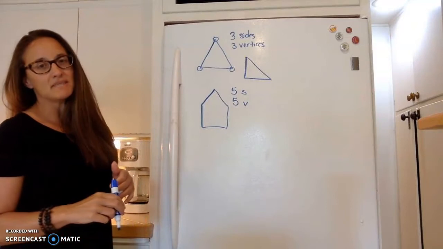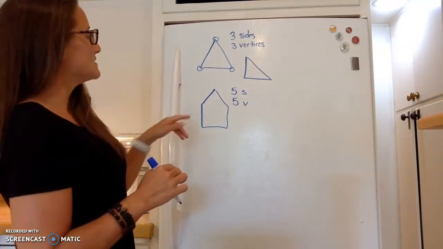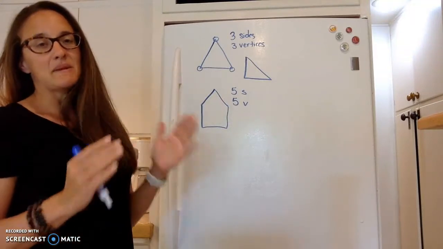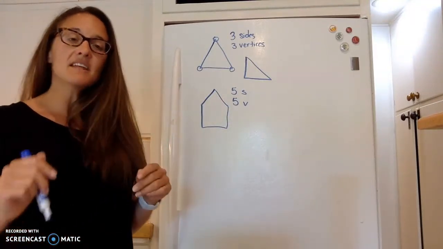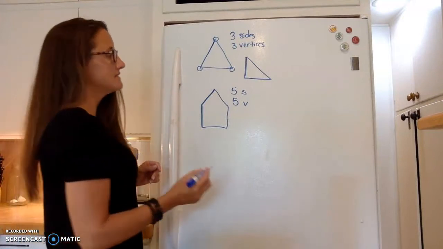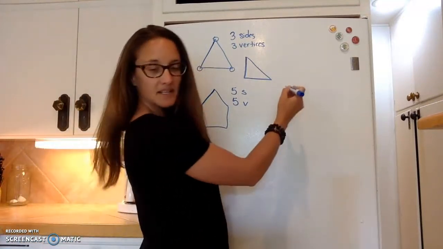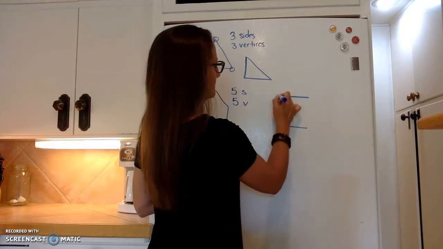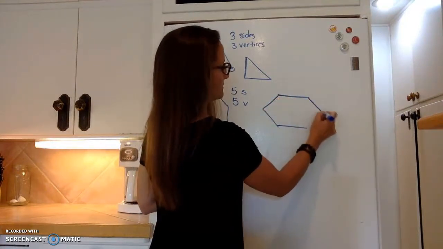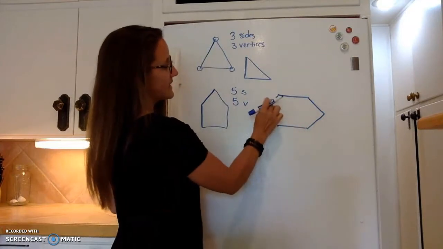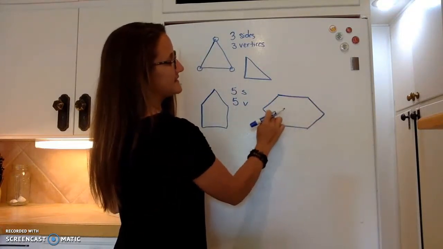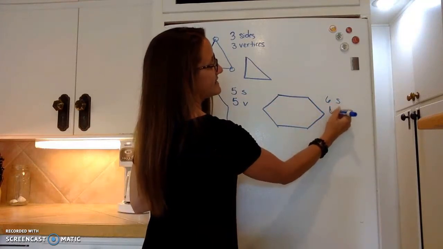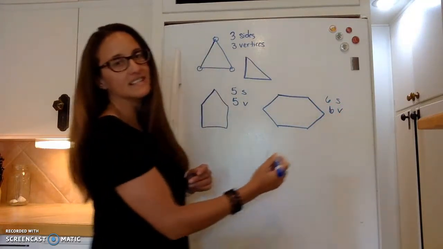Hadley, when she was doing this math, she remembered it because one side always had a point to it. So maybe that would help you. Another shape we're going to look at is a hexagon. Okay, bear with me because remember, Mrs. Starkweather is not the artist. And this one has 1, 2, 3, 4, 5, 6 sides and 6 vertices.